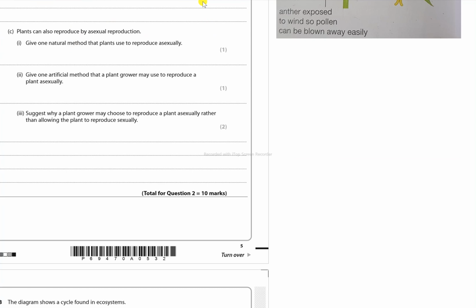Right. Plants can also reproduce by asexual reproduction. So there's two: sexual reproduction and asexual reproduction. In sexual reproduction, you've got your two gametes, your sperm and your egg. In asexual, you can have runners, tubers, or bulbs.